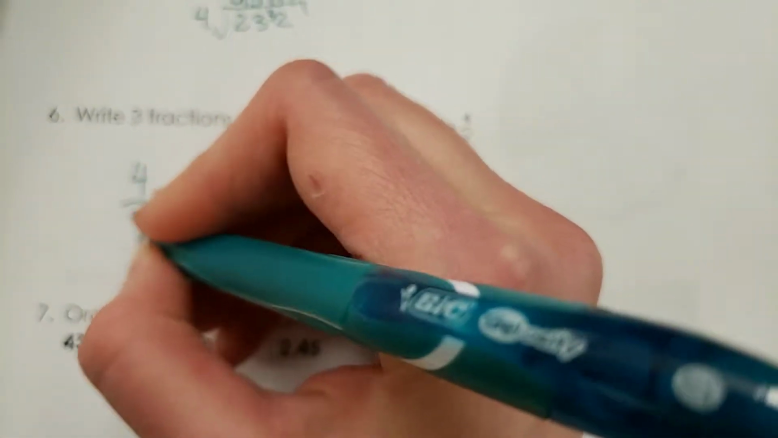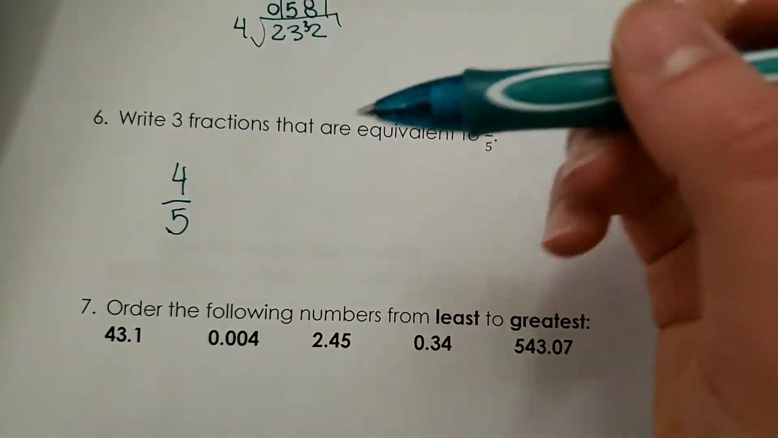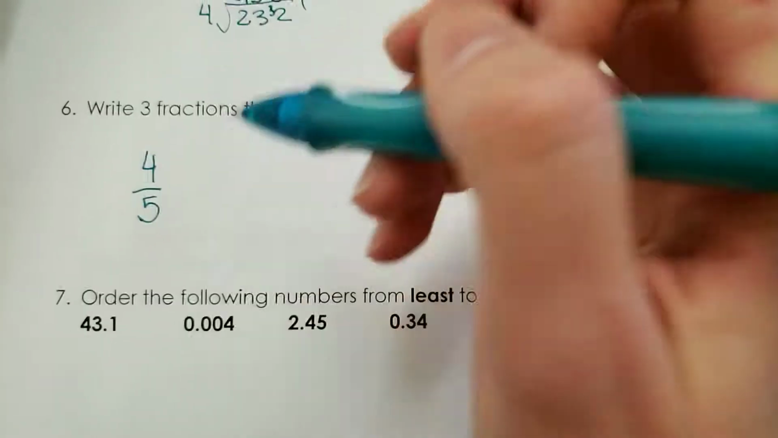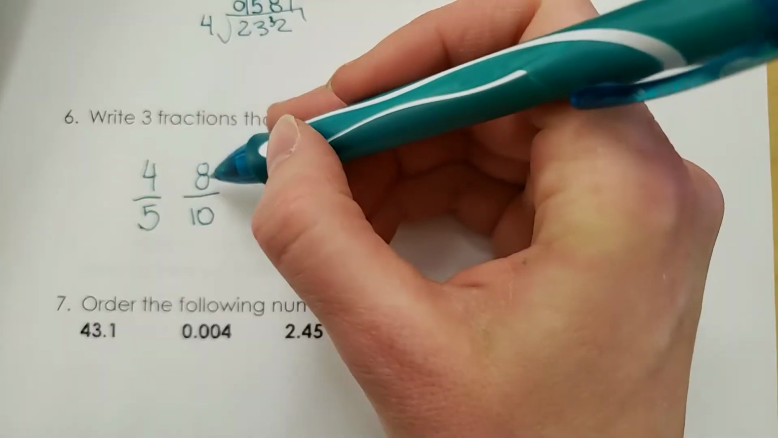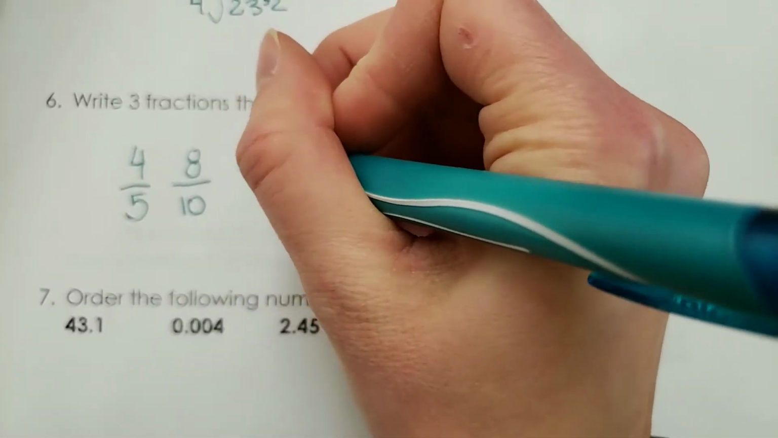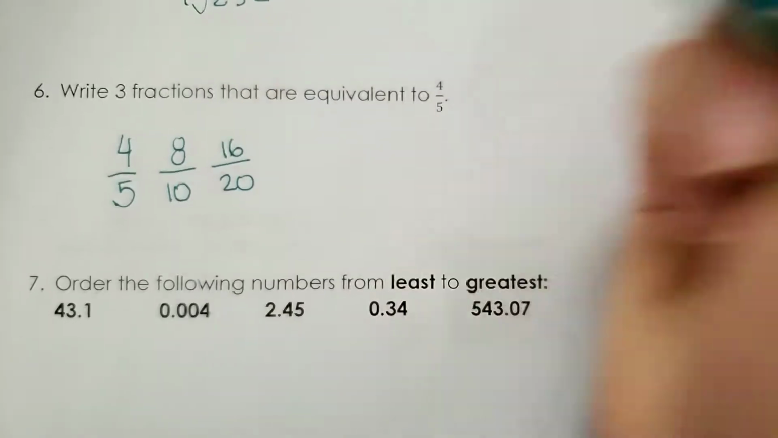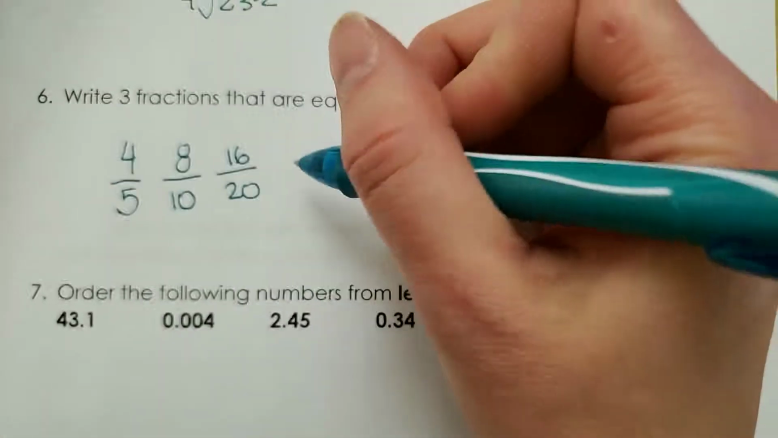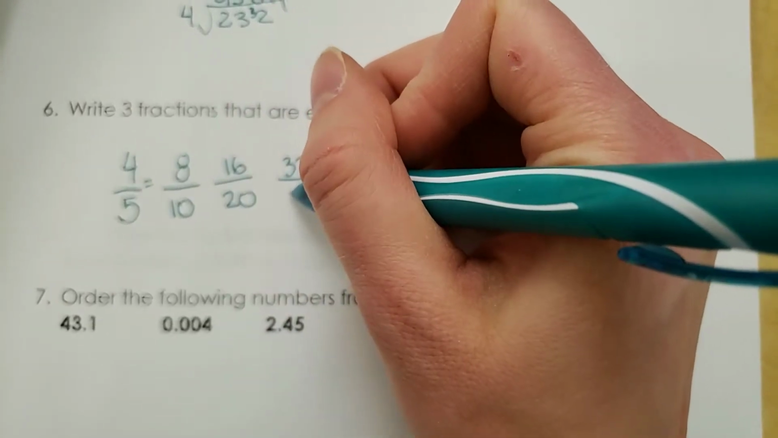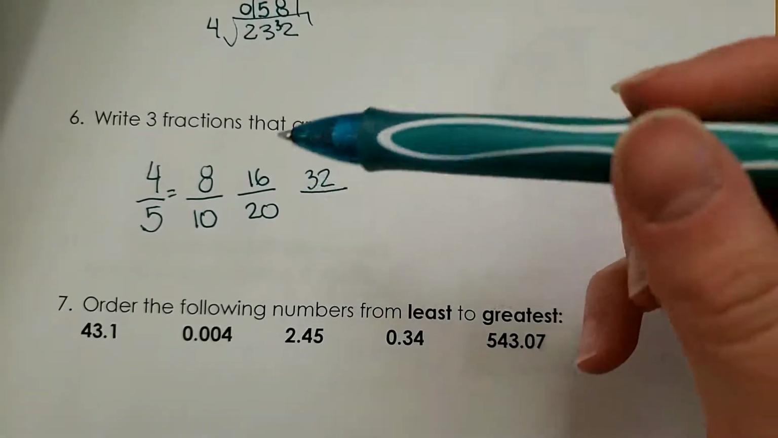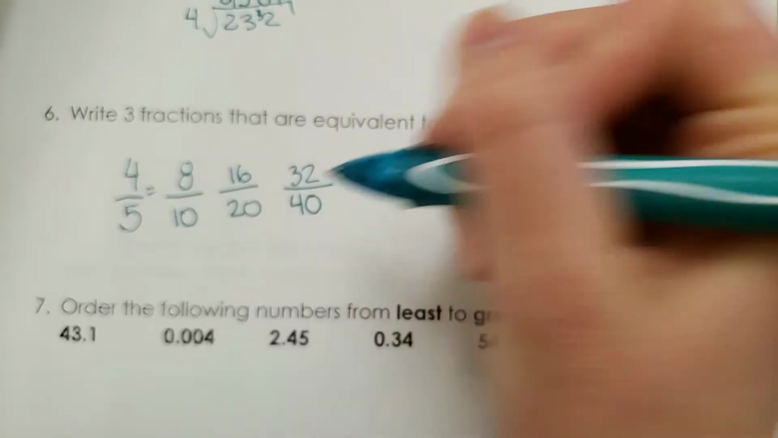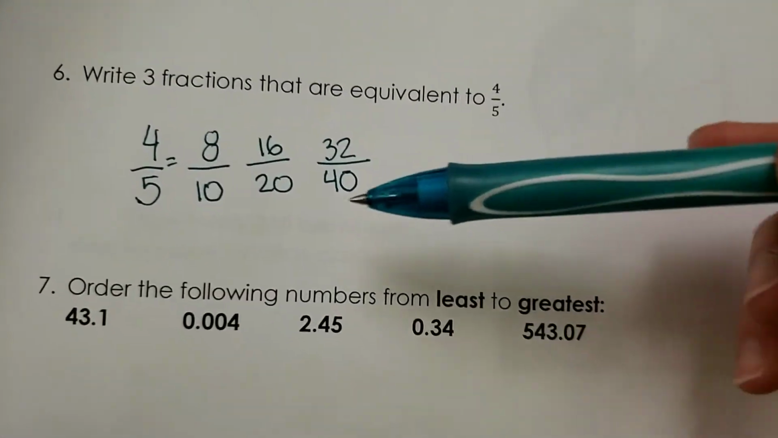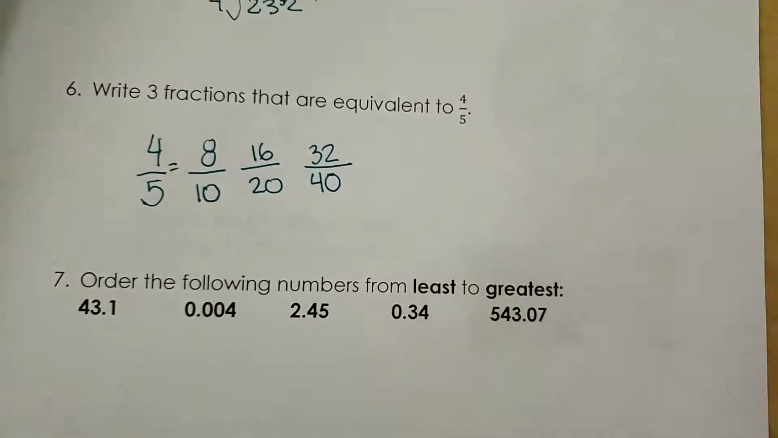So 4 over 5, and then you're just multiplying. You could even just double. Lots of you will double. So double 4 is 8, double 5 is 10, double 8 is 16, double 10 is 20, and then double 16 is 32, double 20. Wait, what did I do wrong here? Oh, 40, that's right. I was almost going to write the wrong answer. Okay, so then these are all equivalent answers.